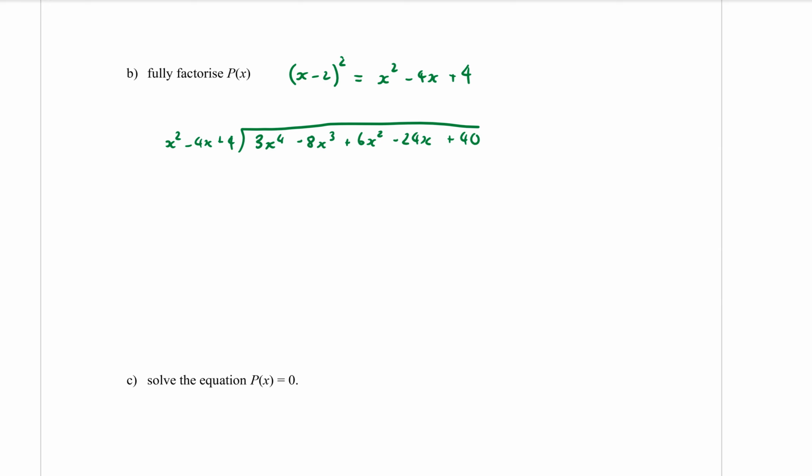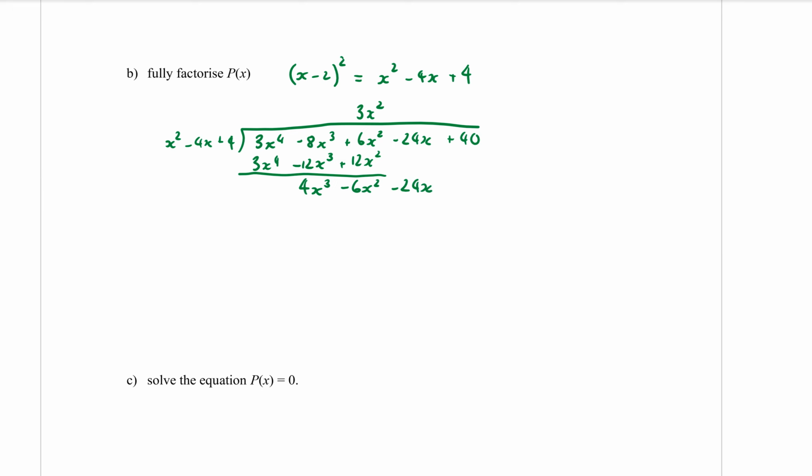So 3x to the 4 divided by x squared makes 3x squared. Timesing that out is 3x to the 4. 3 times minus 4 is minus 12x cubed. 3 times 4 is plus 12x squared. First ones cancel out. Minus 8 minus minus 12, so plus 12, makes 4x cubed. 6 minus 12 is minus 6x squared. Bring the minus 24x down.